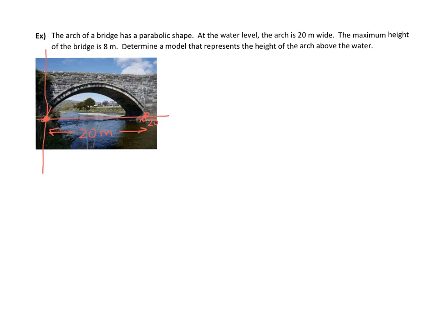So if I want a model to represent the height, I could start with h for height. My height at my horizontal distance x, I'll call that x. The height at that horizontal distance x, I don't know my a value yet, but I do know it will be negative when I figure it out because my parabola opens down. I'm going to have an x take away 0 because that's one of my x-intercepts, and an x take away 20. Take away positive 20, which is just take away 20.